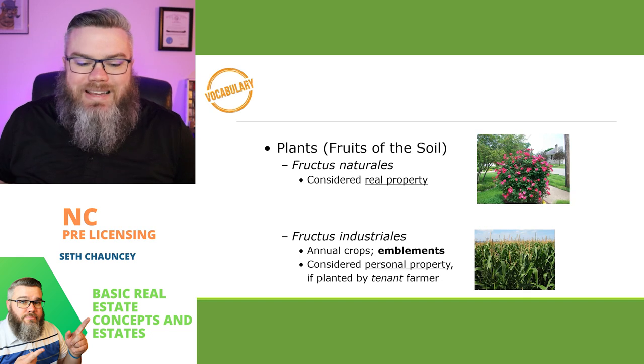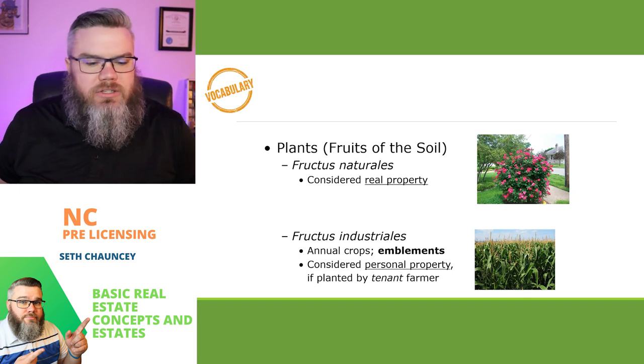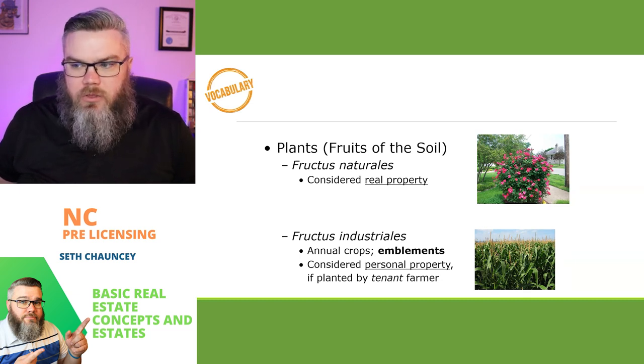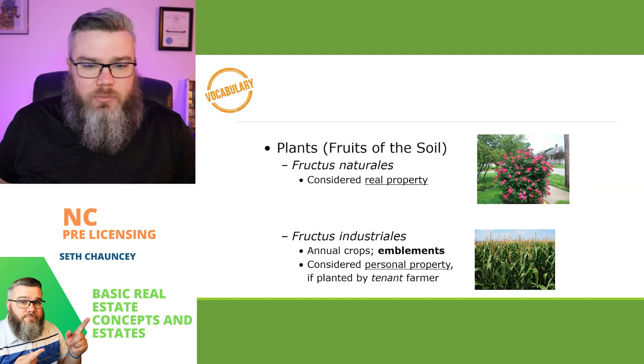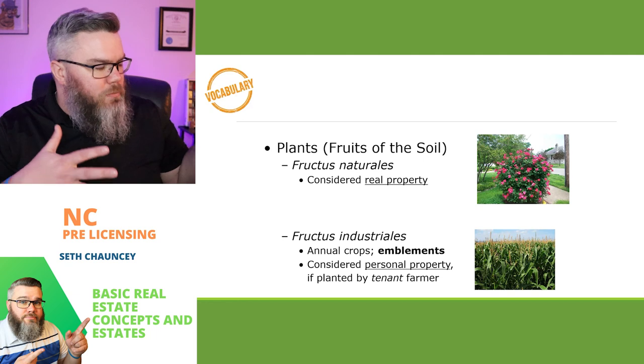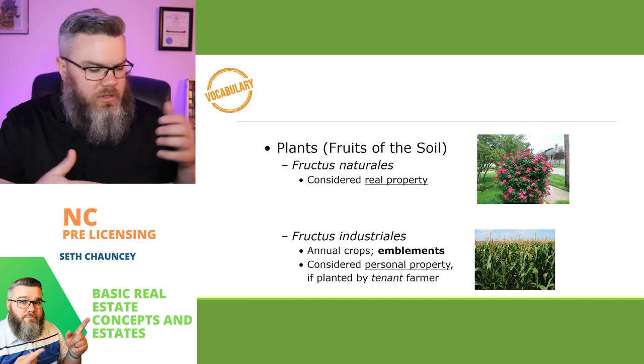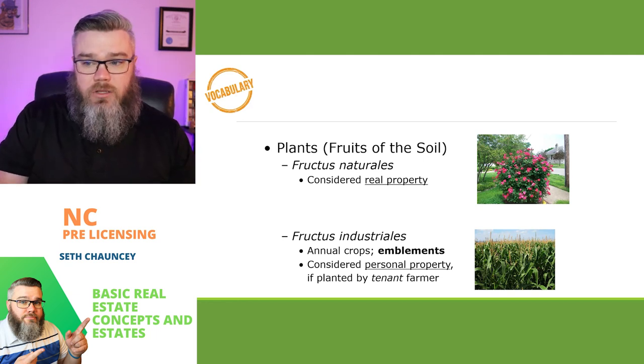Fructus Naturalis, which translates to fruits of the soil. And those are the things that are considered real property. Those azalea bushes, those rose bushes, those oak trees. In other words, if you buy a house and it's got an oak tree in the yard, it's a fixture. It's called Fructus Naturalis, and it's staying for you. Can you imagine buying a house and getting there and somebody dug up all the rose bushes from the flower bed?